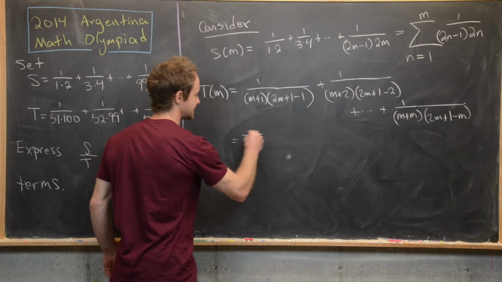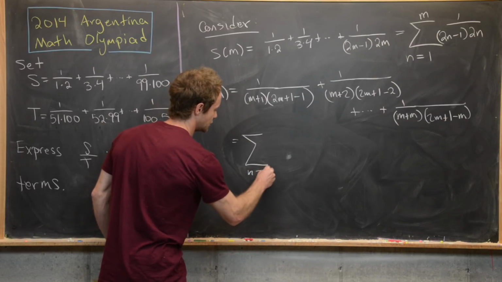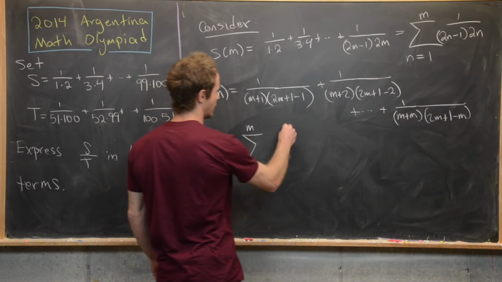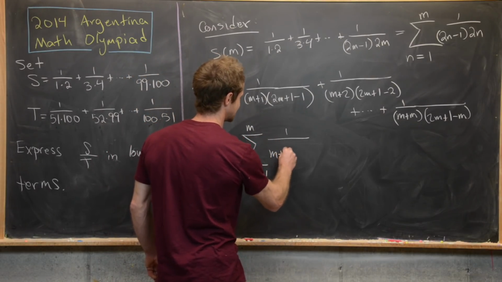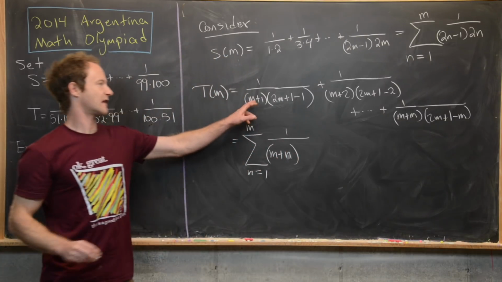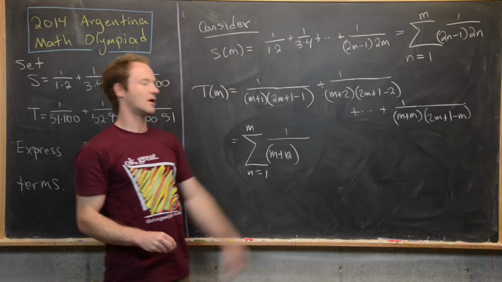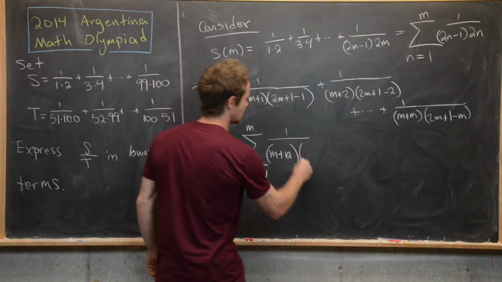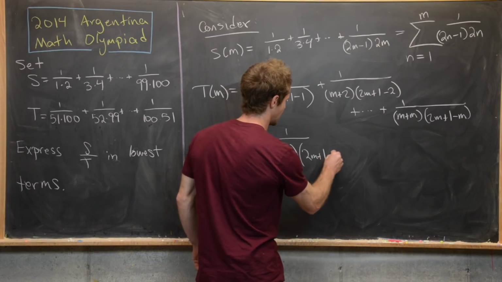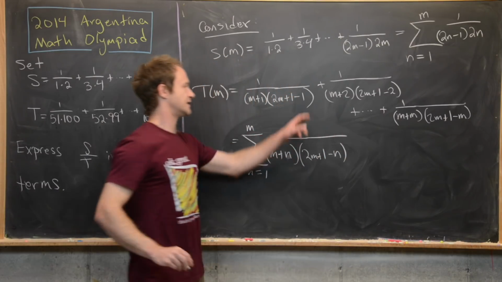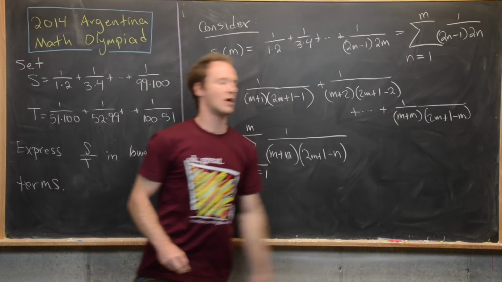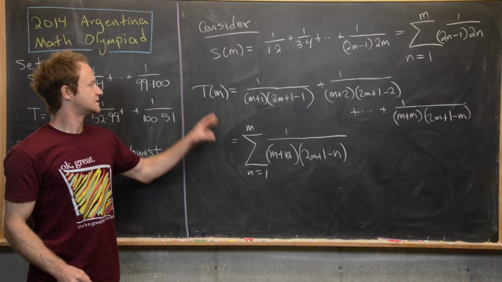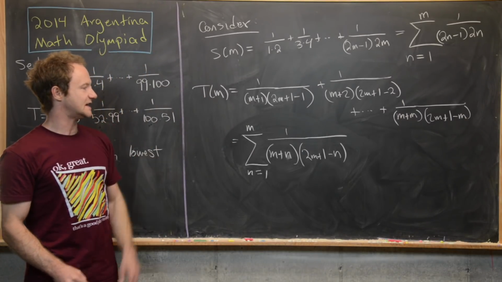So we should have the sum as n goes from 1 to m of 1 over m plus n. So there, notice we've got m plus 1, m plus 2, m plus 3, all the way up to m plus m. So that's what we've got there, m plus n. And then here we have 2m plus 1 minus n. So there we're subtracting 1, 2, all the way up to subtracting m. So we've got this new version of t of m.